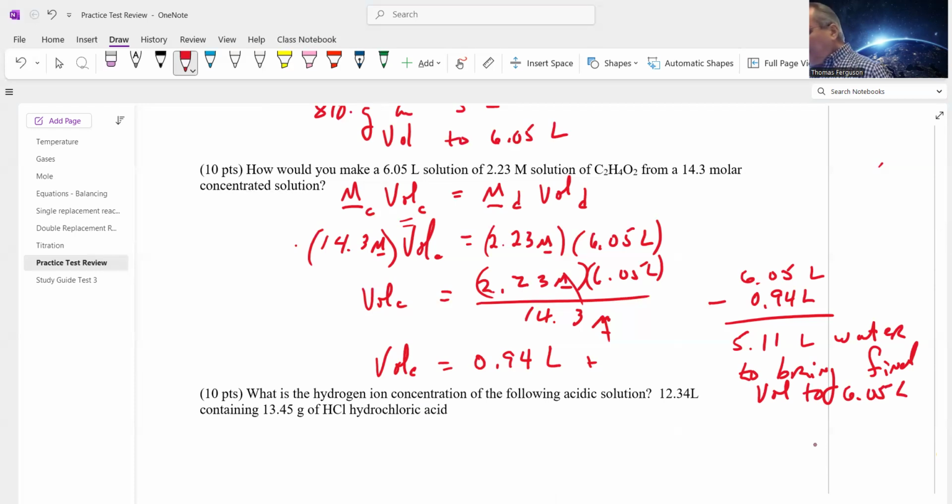This is the key on dilution problems. Because in dilution problems, you're always solving for the volume of the concentrated solution. Then you're going to dilute that down to the final volume of the diluted volume. Right.